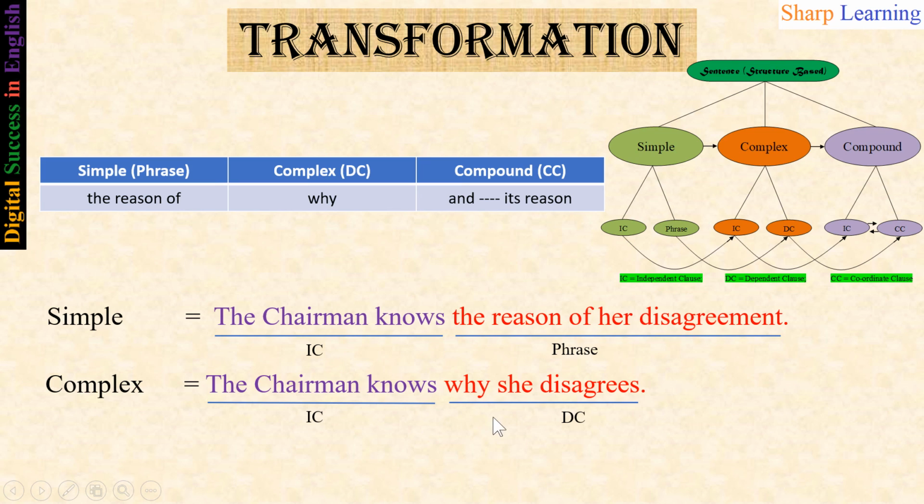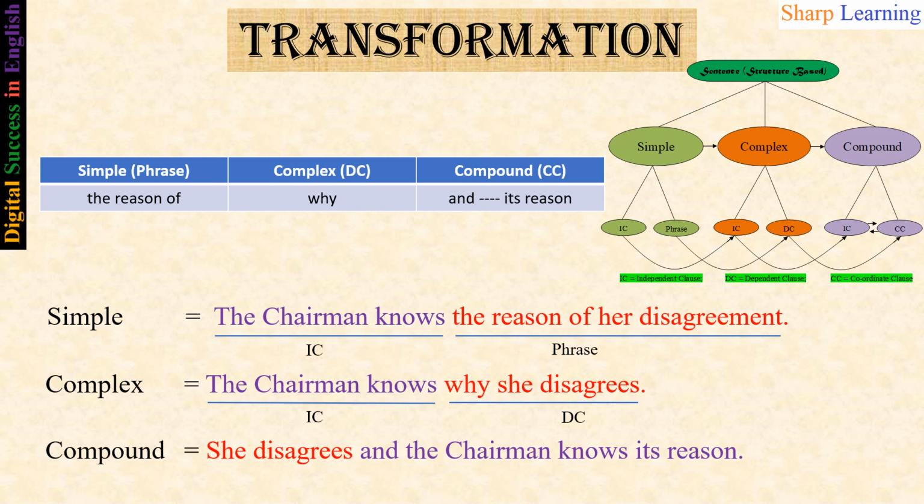Then how can I make it compound? Nothing else. IC will remain IC same and the DC will transfer into CC. But the DC will come first, DC will be IC and IC will be a CC. See here, she disagrees.